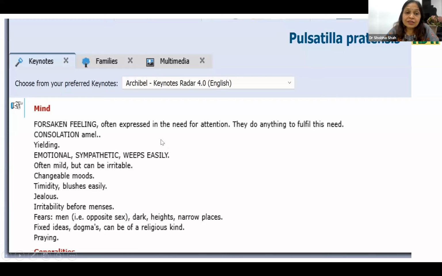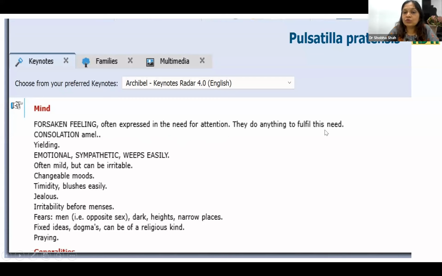So if we understand in the Materia Medica also, in the keynotes, the first sentence given is, there is a forsaken feeling often expressed in the need for attention. It is only in the need of attention. They need a lot of attention, and when the attention is not paid, they go into that forsaken feeling.